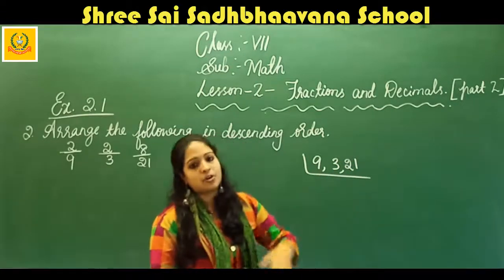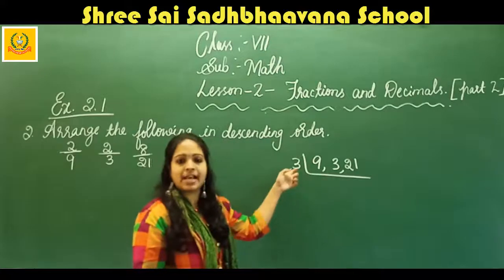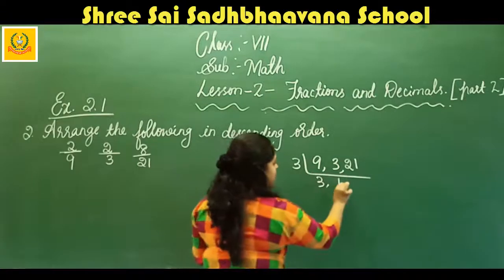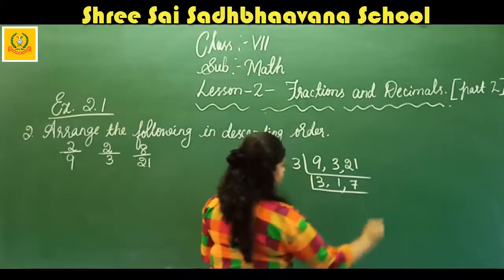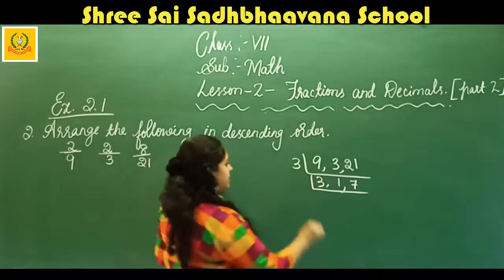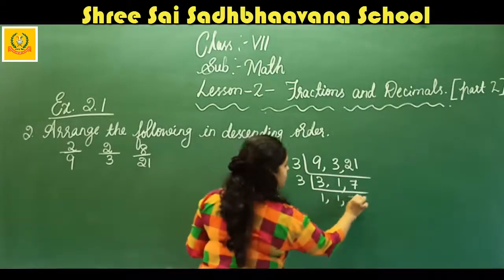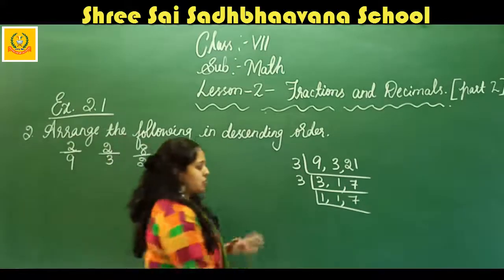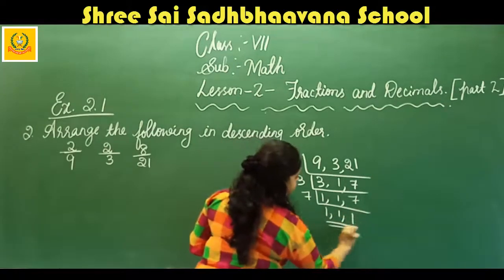So what I will go with? I will go with the next number, that is 3. Now you tell me, 3 how many are 9? 3 3s are 9. 3 how many are 3? 3 1s are 3. 3 how many are 21? 3 7s are 21. Yes. Now which number can I take? I can take again 3 here. 3 1s are 3. 1 is as it is and 7 I cannot divide, so I will write it as it is. Now which number is remaining? 7 is remaining, so I will take 7 here. 1 as it is, 1 as it is, 7 ones are 7.